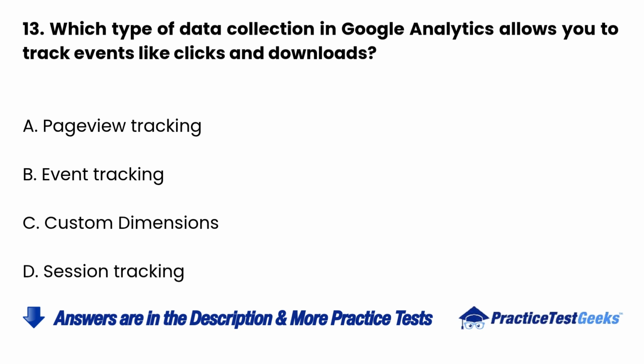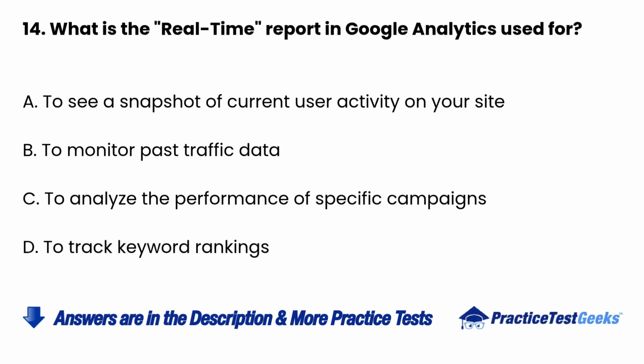13. Which type of data collection in Google Analytics allows you to track events like clicks and downloads? A. Page view tracking. B. Event tracking. C. Custom dimensions. D. Session tracking.